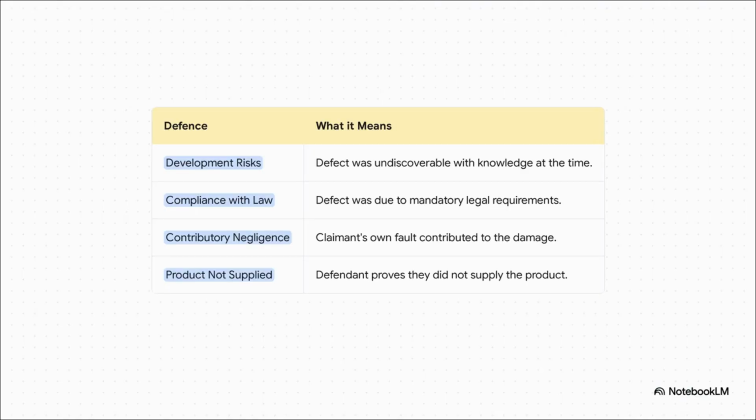Now, you've got a few options here. They could argue they were just following the law, or maybe that you contributed to your own injury. But the big one, the one you really need to know for the exam, is the development risks defense. This is where a producer says, look, at the time we made this, the state of scientific knowledge was such that nobody in the world could have known this defect existed. It's an incredibly high hurdle for them to clear, but it's a vital defense to understand.